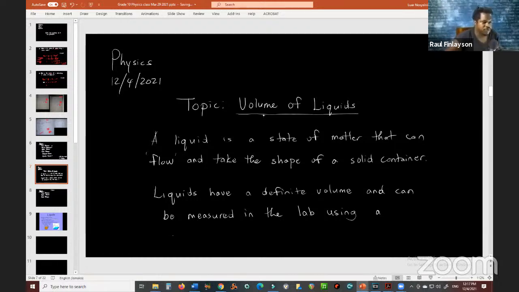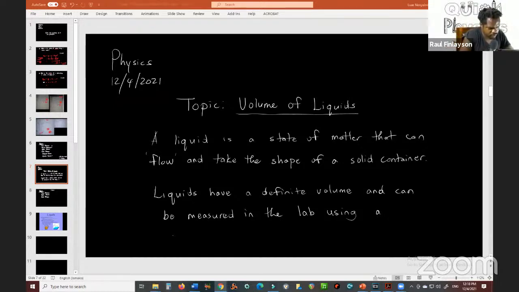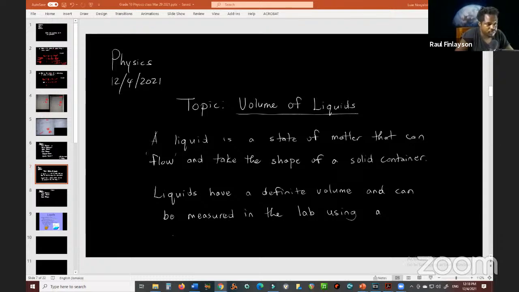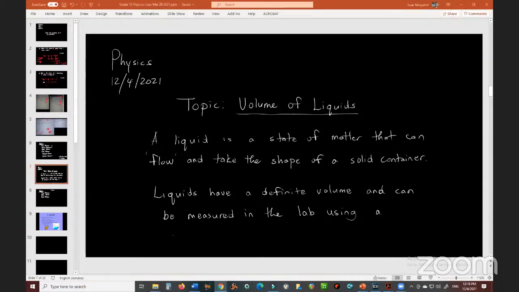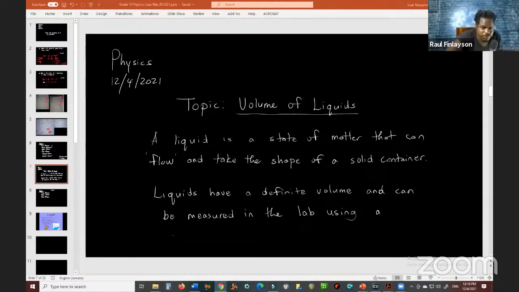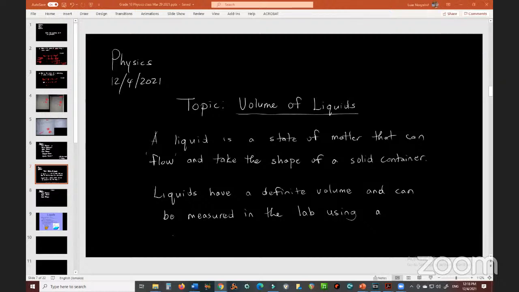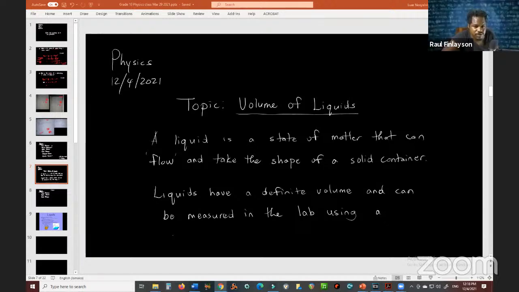Anybody know what we used to measure the volume of liquids in the lab? Sir, I'm trying to remember it. Nobody knows? Okay, well, let's start there.